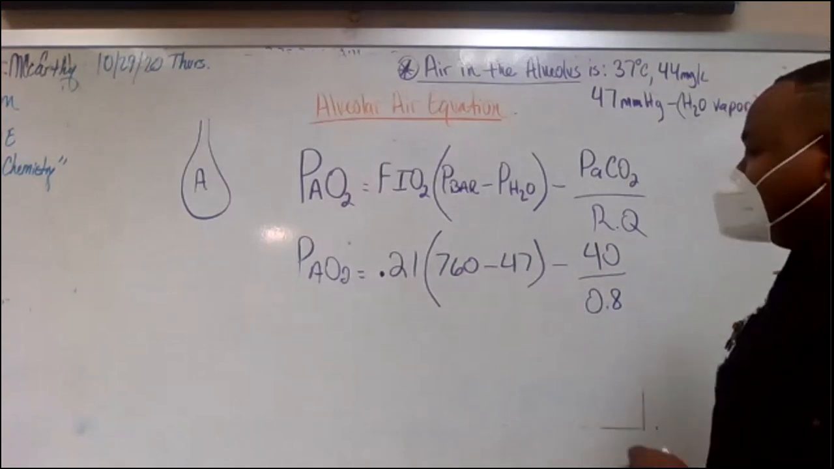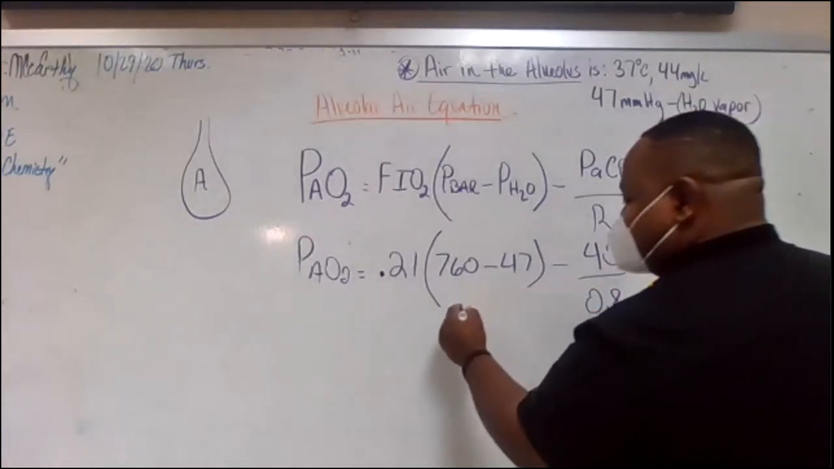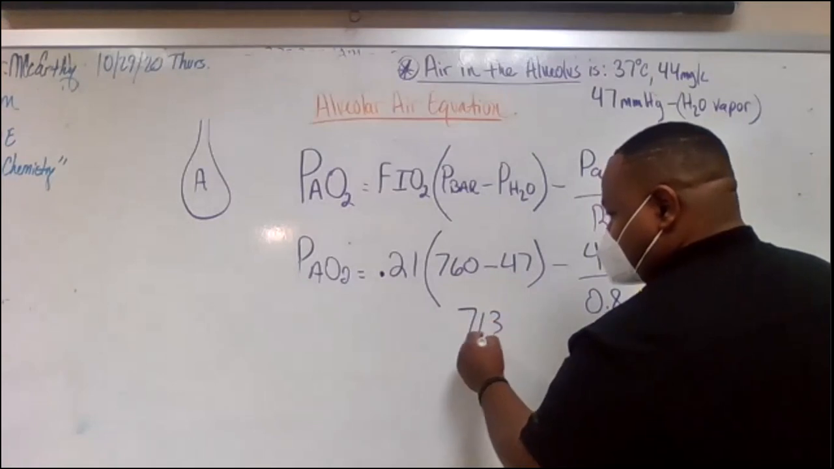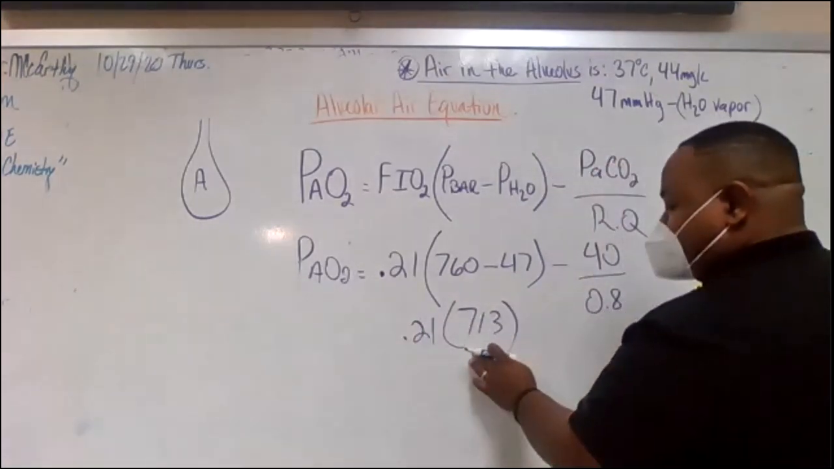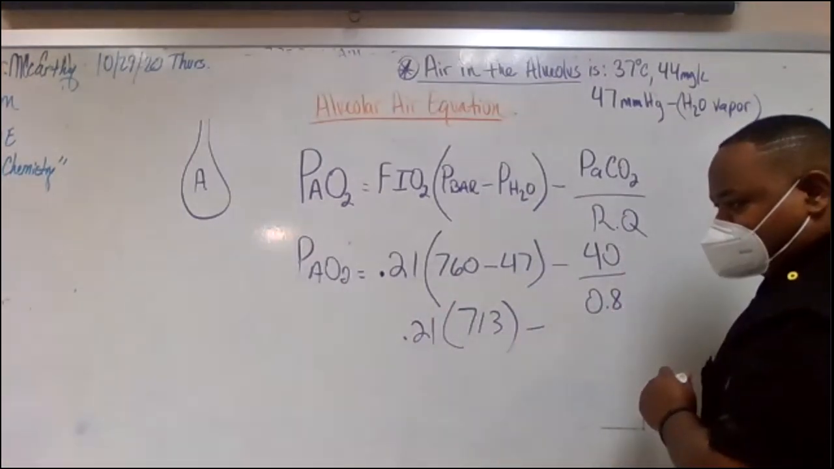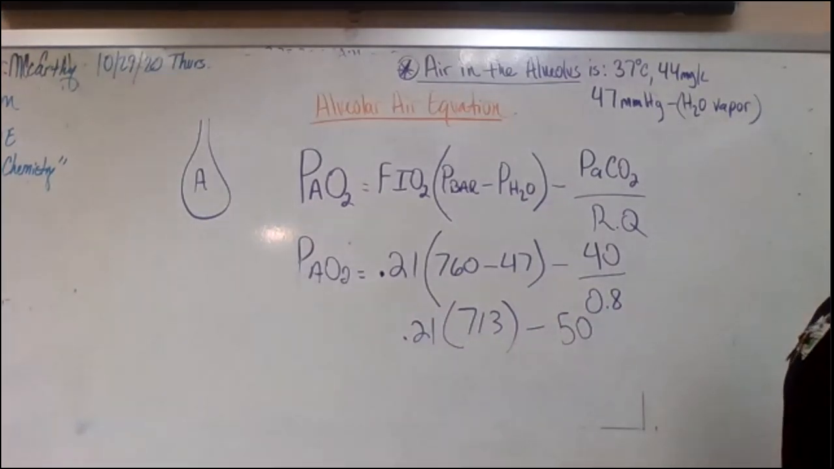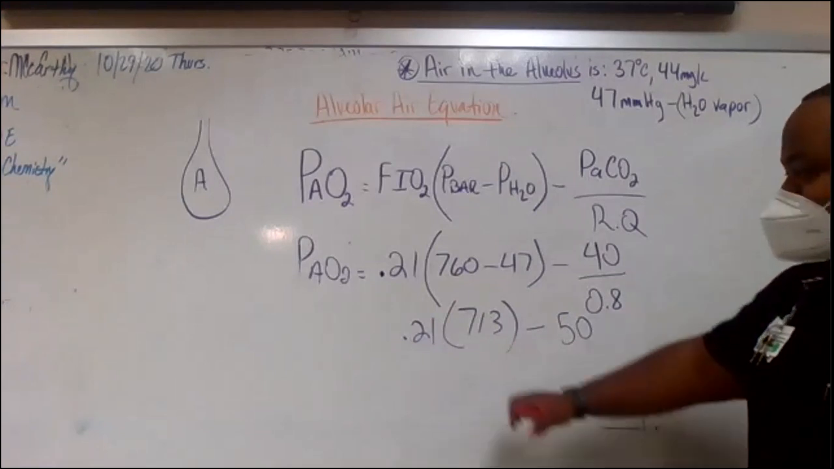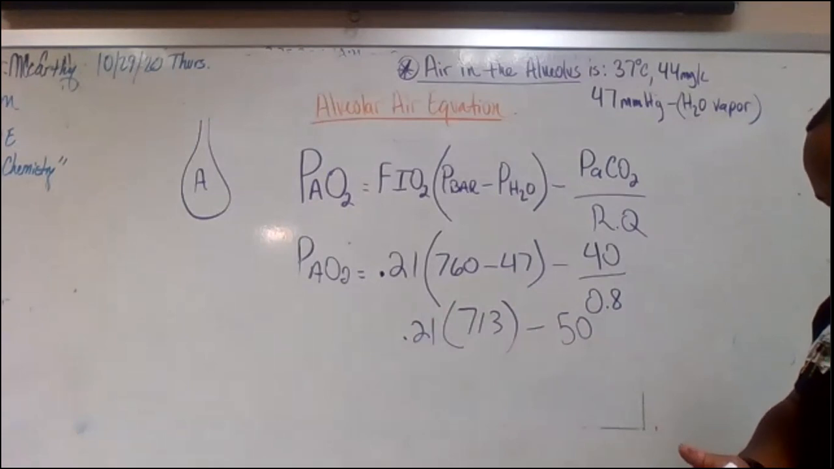Yes. Okay. So now we do what's in parentheses first. 760 minus 47 is 713. So 0.21 times 713 minus. What is 40 divided by 0.8? 50. All right. So now, following order of operations, 0.21 times 713 is what?